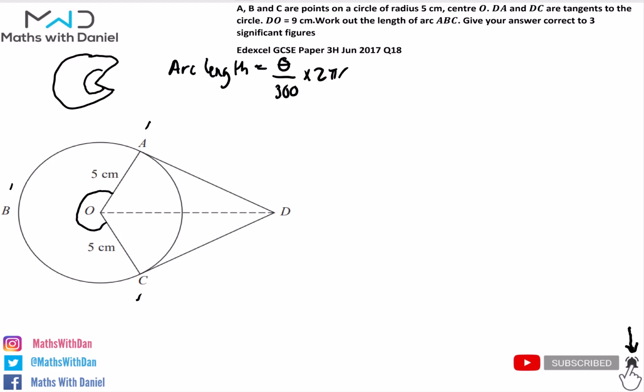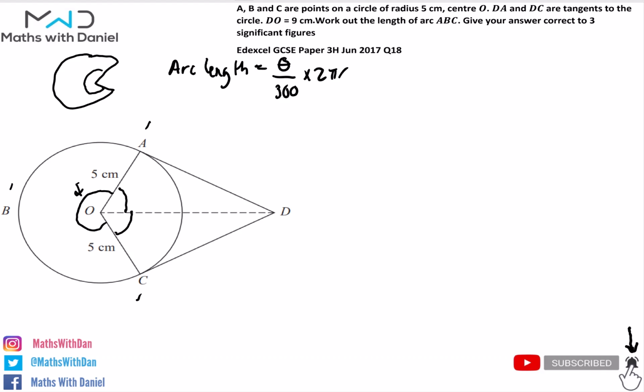Well, what we could do is find this angle here and this angle. These two angles are the same, so we could just find one of them, double it, and then take that from 360 to find this angle in question. But how do we find those angles?